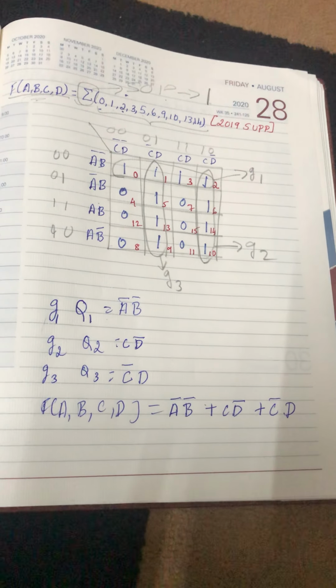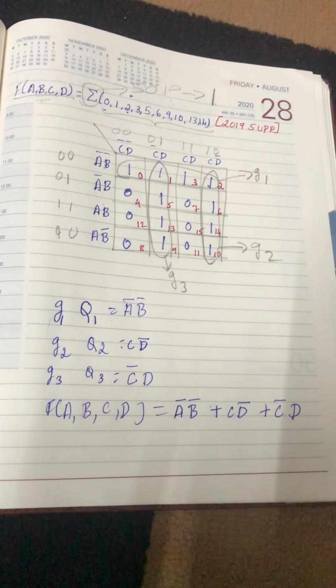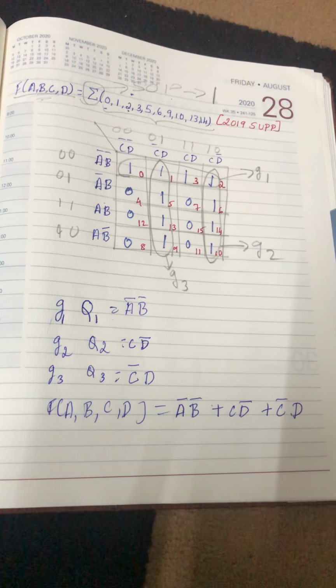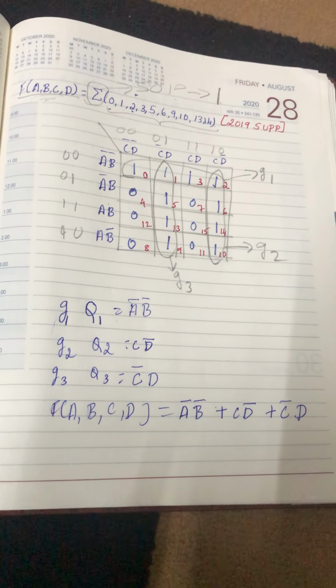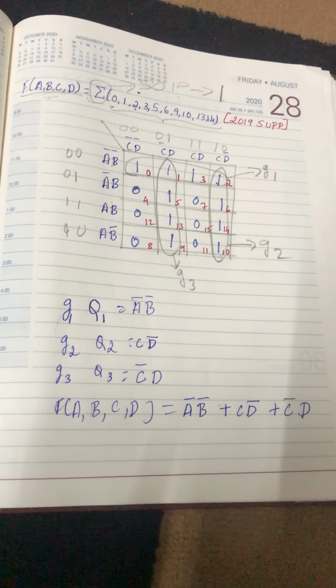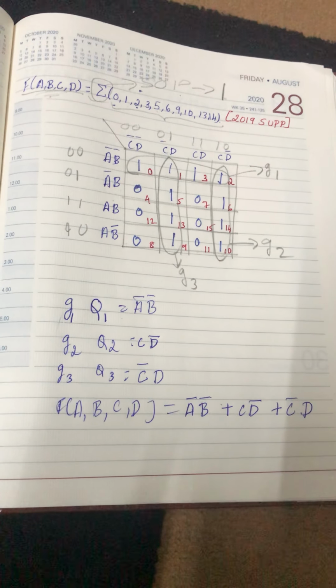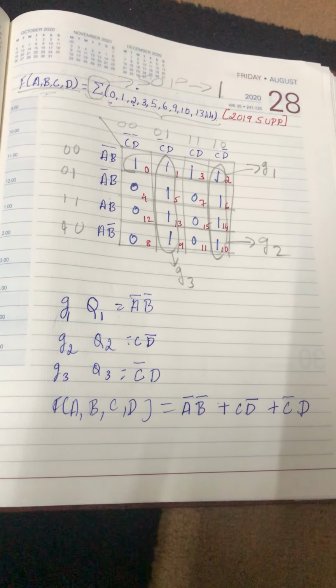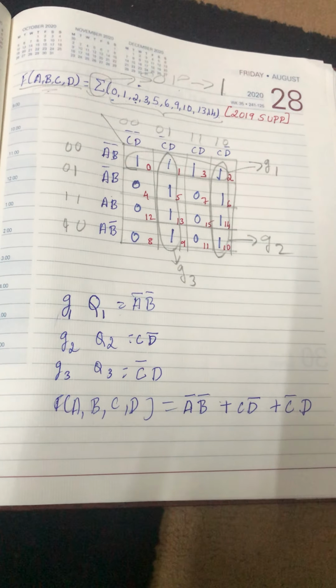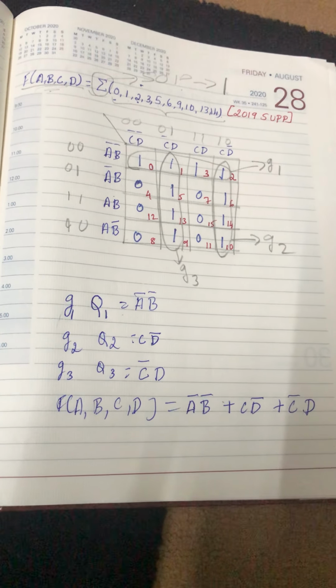This is how you are going to name the map, label the map, and enter the values inside the map. Next grouping. After grouping, writing the common terms. Next writing the final expression. This is how you are going to solve the problem. So this is about the K-map.